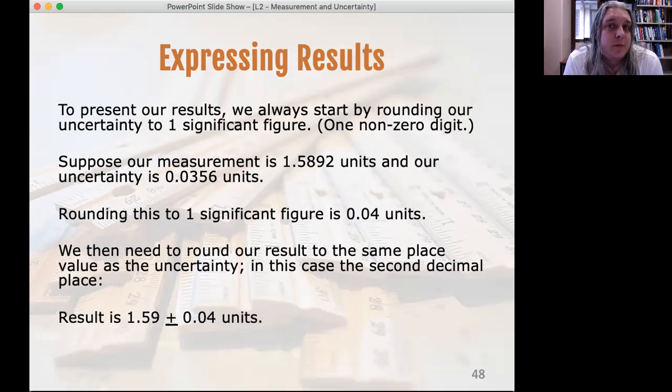Then the rule for us, again, this is for physics here at Massey, is that once we have that place value for our uncertainty, we round the result, that central value, to the same place value. So in this case, the 0.04, that 4 is in the second decimal place, so you would round our result from 1.5892 up to 1.59. So we would present our result as 1.59 plus or minus 0.04 units. That's our convention for rounding for this course. So please do recall that again. This applies to the lab work. Occasionally I'll throw it into an assignment or a test, but generally the lab work is where you'll see this mostly.